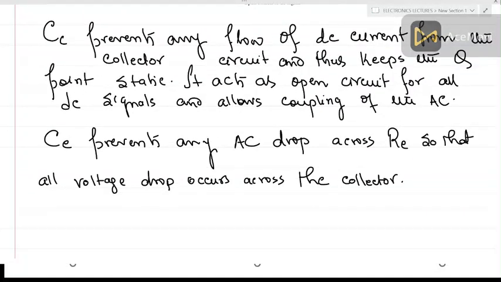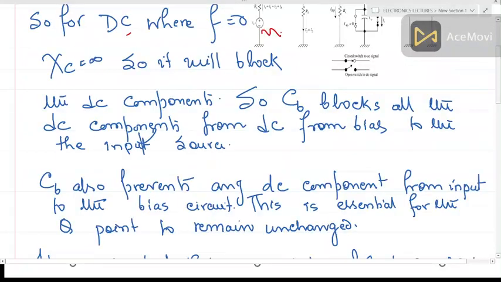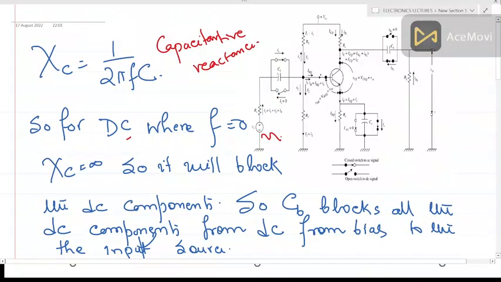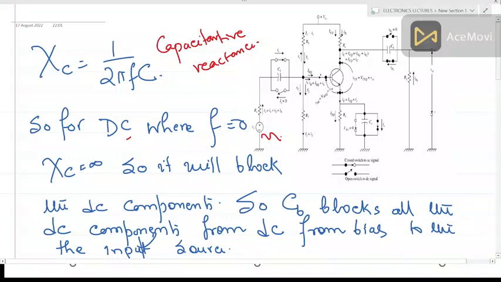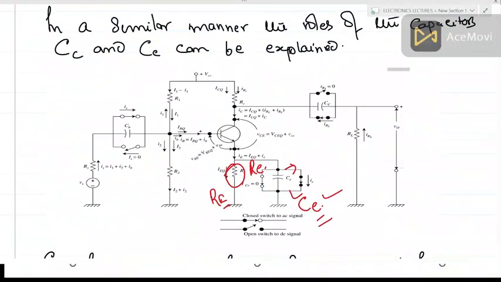These are the important relations. These are the important things that you should understand: the role of capacitors in a CE circuit. I have decided to keep the lectures brief, so I am trying to express most of the things in a short time, and I hope it will be convenient for you, because long lectures are difficult to bear, I can understand. So this is the role of capacitors in your amplifier circuit.